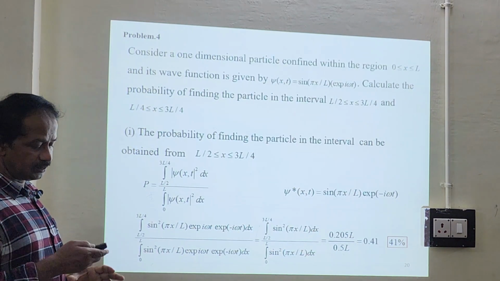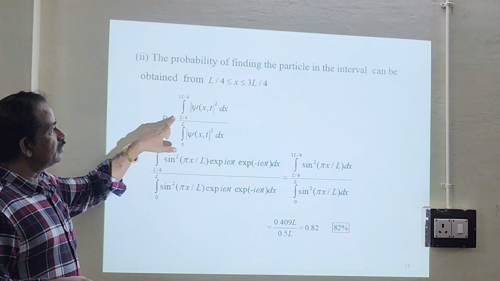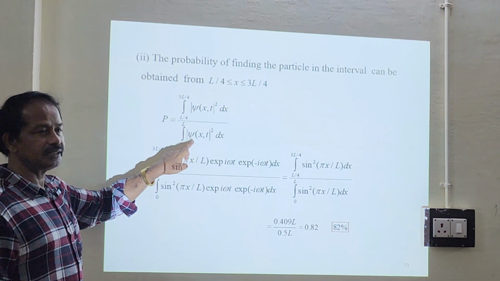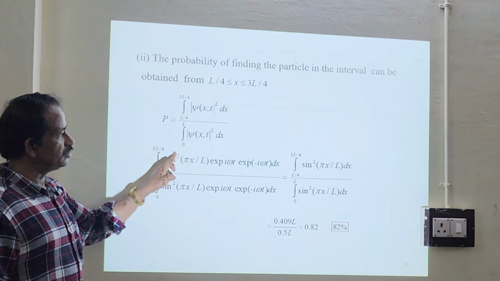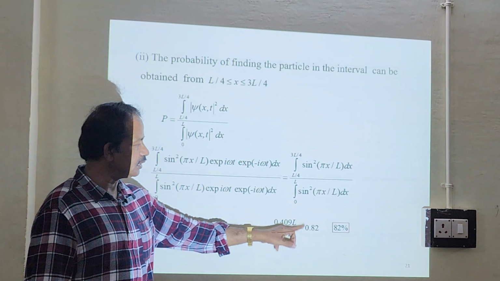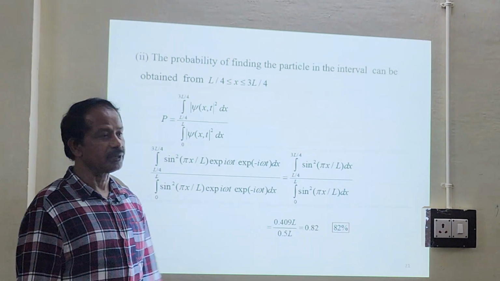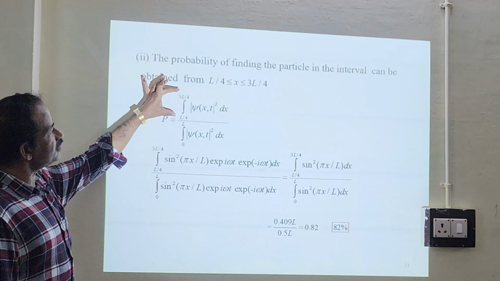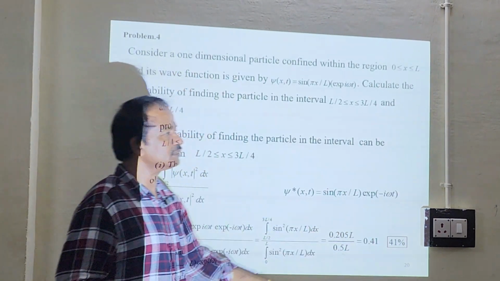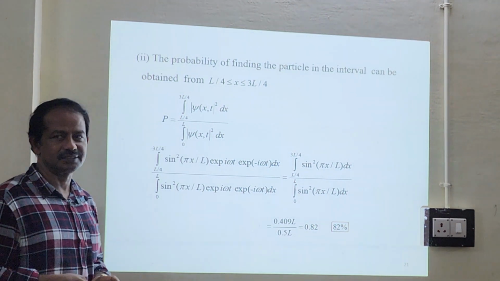Similarly, you can go for the last one. X lies between L by 4 and 3L by 4. You are going to apply the same formula. So L by 4 to 3L by 4, the square integral divided by the normalization. So you substitute everything and you will get this expression. You substitute the upper limit and lower limit, you will get 0.409 L divided by 0.5 L, and you will get 0.82. So 82%. So between these two regions, the particles are found to be more. Here we have only 41%. Here we have 82%. So particles are found to be more in this region.